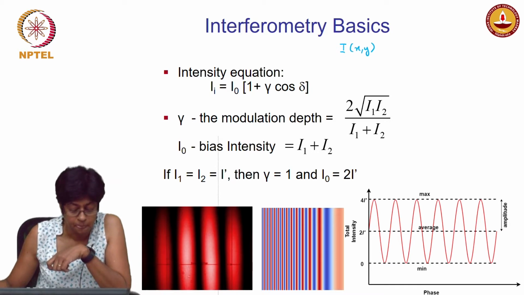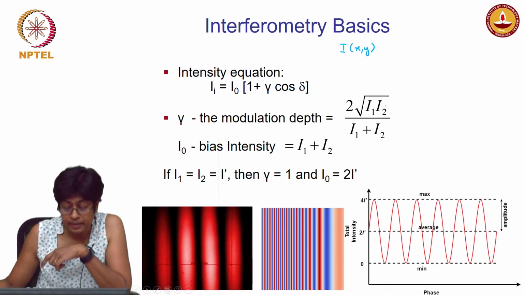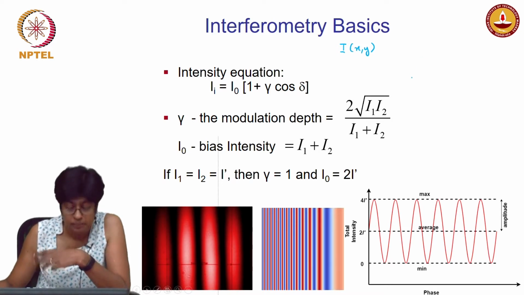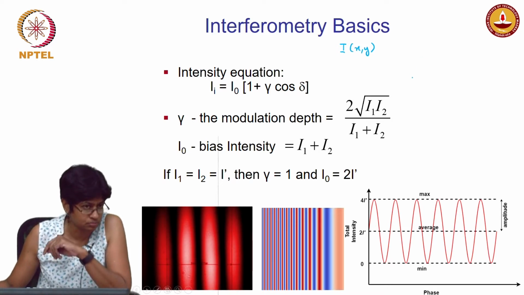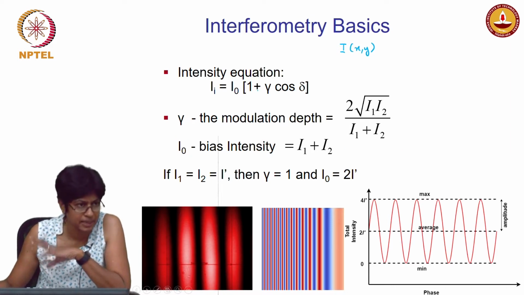Okay? If you were somehow able to ensure that the two beams were of equal intensity, I can reduce this equation, right? Then your gamma will reduce very simply to 1 because I1 is equal to I2. Okay. But in general, I will use this expression for the modulation depth and this expression I1 plus I2 for the bias intensity. Okay.